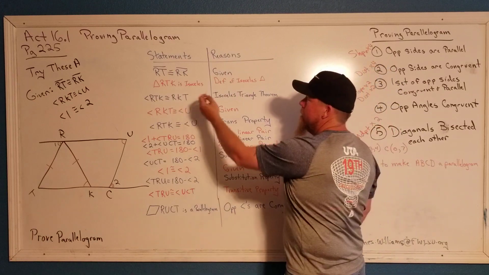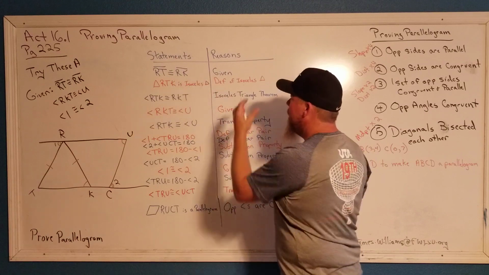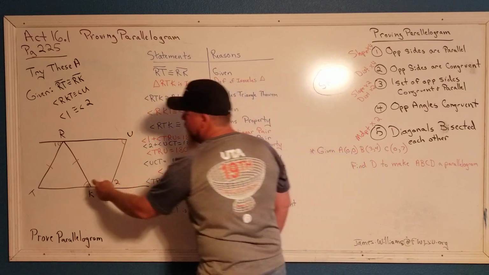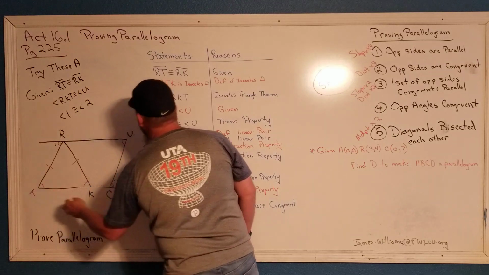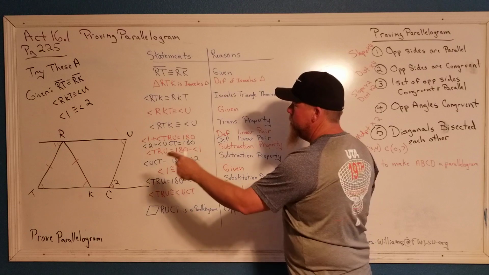Then I say RTK is an isosceles triangle, by definition of an isosceles triangle. Because it's an isosceles triangle, I can say that these two bottom angles, or base angles, are going to match each other. And that is because of the isosceles triangle theorem. All right, so I have those two angles equal to each other.